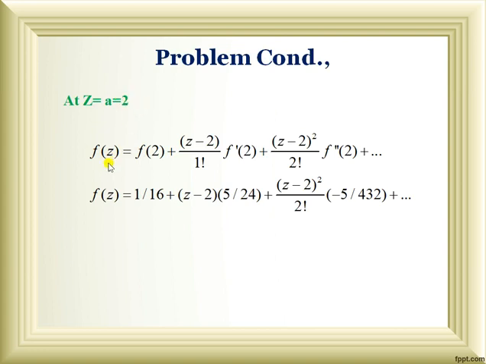At this point, we have f of z is f of 2 plus (z minus 2) by 1 factorial f dash of 2 plus (z minus 2) the whole square by 2 factorial f double dash of 2. In the general formula, I am replacing a with 2. I will get this form. And finally, I am replacing the function values f of 2, f dash of 2, f double dash of 2. I took these values from the table. Finally f of z at the point z equal to 2 is 1 by 16 plus 5 by 24 into (z minus 2) minus 5 by 432 into (z minus 2) the whole square by 2 factorial. This is our final answer for the second point.